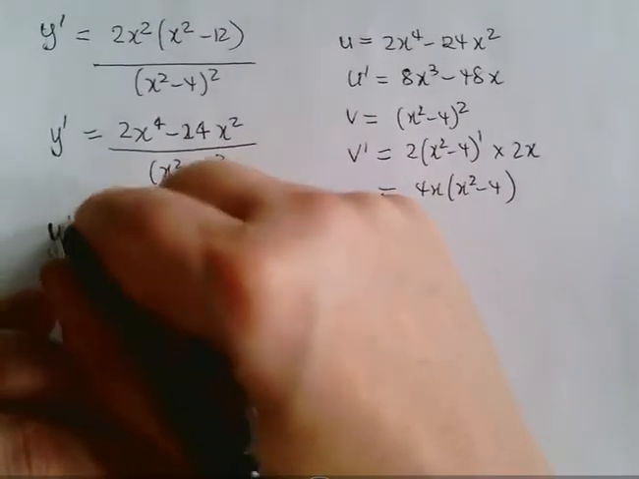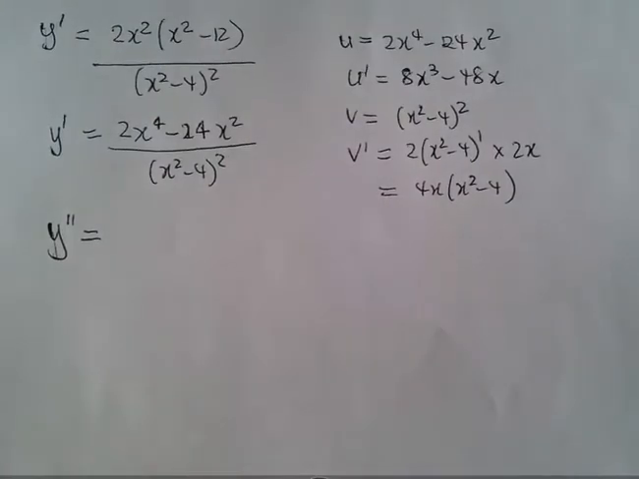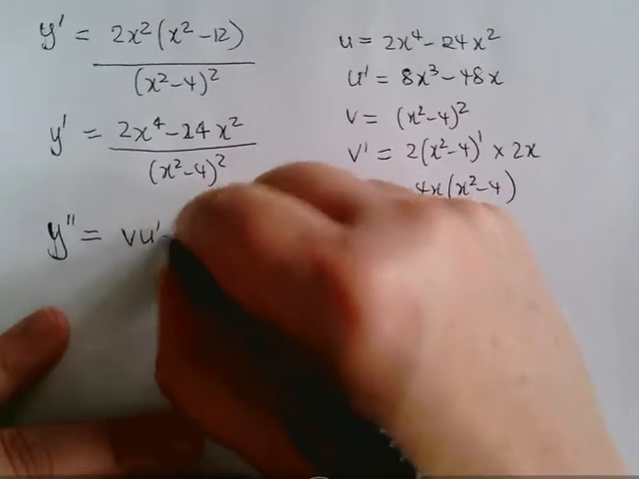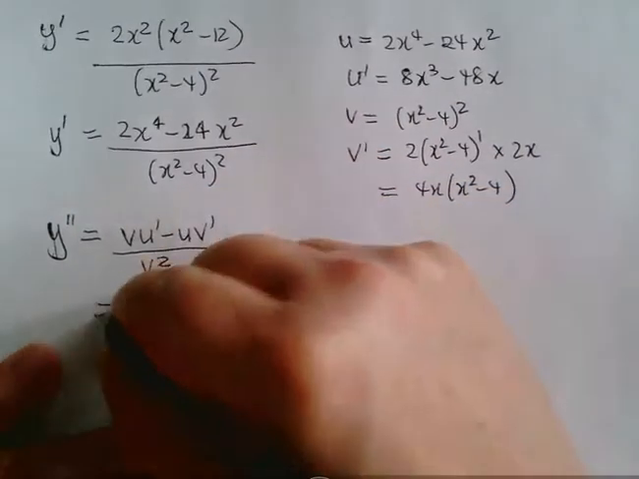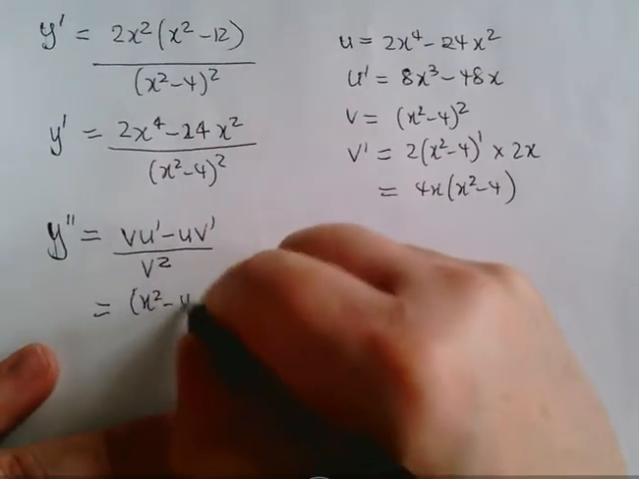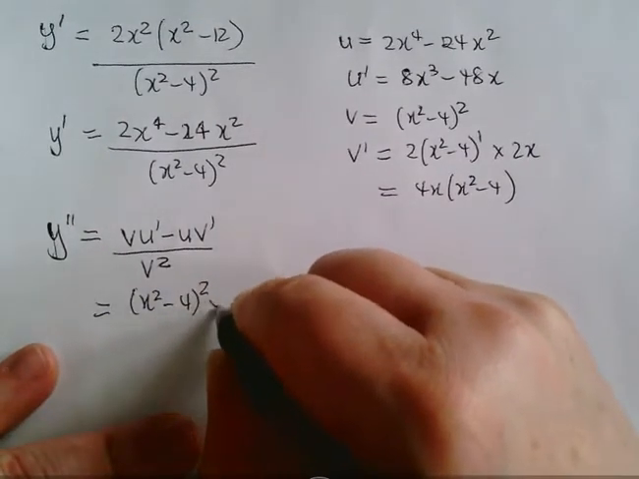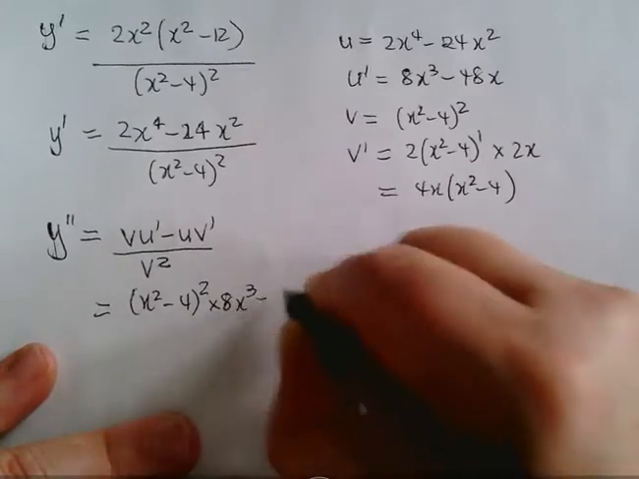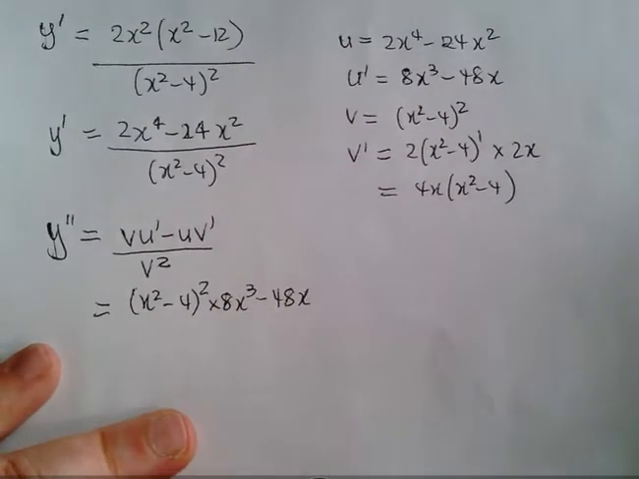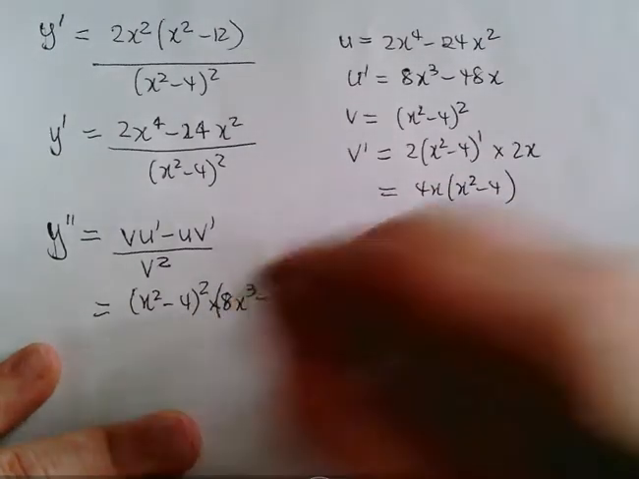Now we can do the second derivative. Look, in a HSC exam or something, they may say you don't have to find inflections or something like that. We've got a horizontal inflection anyway, but let's just see how we go. So we've got VU dash minus UV dash over V squared. So we've got x squared minus 4 squared times U dash is 8x cubed minus 48x. Probably should have taken out a factor there. I might still do that. I'm going to do that actually.